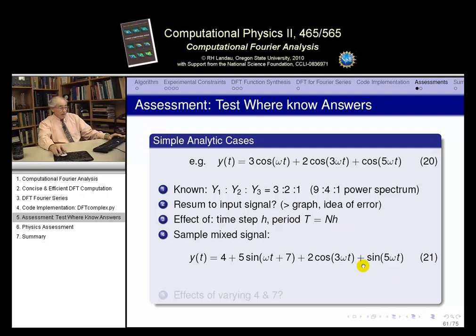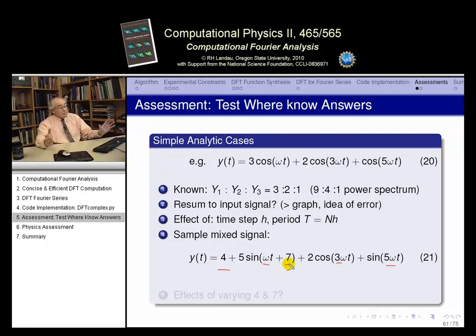Then you should look at the code and say, what if I have a more interesting signal? So here's basically the same signal, omega, 3 omega, 5 omega. So the omega steps are the same. The ratio out front is now slightly different, but you should get those ratios. But now we've added a 7 and we've added a 4. So now see what happens. The 4 should obviously become a DC component. Does your routine output a 4 as a DC? Let's look. Does 7 change anything?